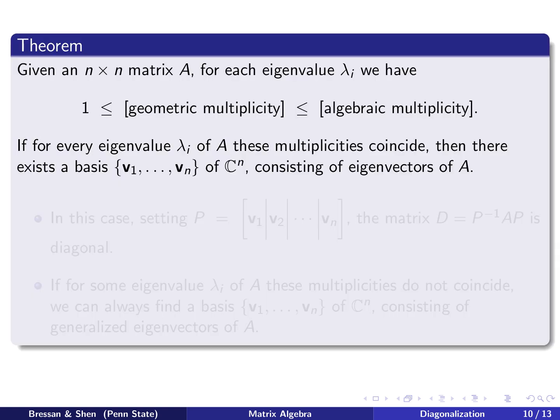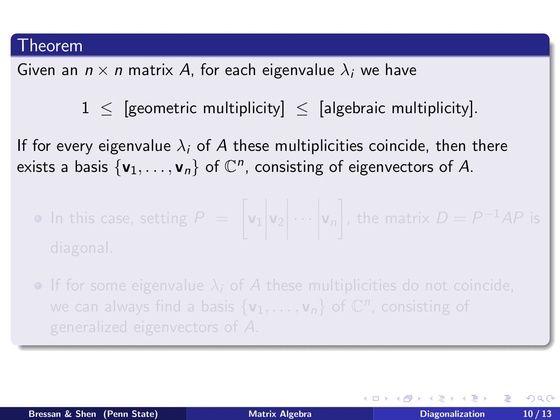So here is the big theorem that collects all these results. Let's be patient and read through this. So what does the theorem say? Given a matrix A, m by n, let's say we found all the eigenvalues lambda i. Then for each eigenvalue lambda i, we have the following: 1 is less than or equal to the geometric multiplicity, which is less than or equal to the algebraic multiplicity. So the algebraic multiplicity is always bigger than or equal to the geometric one, and the geometric one is always bigger than or equal to 1.